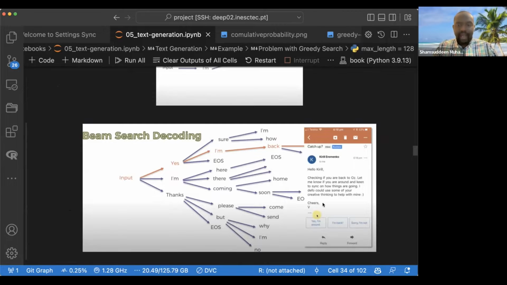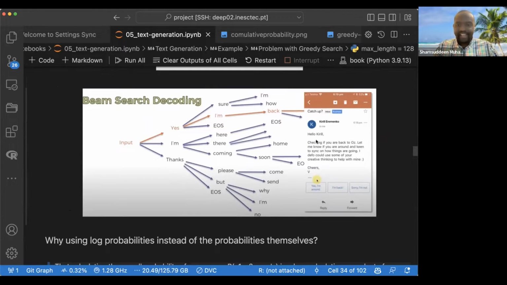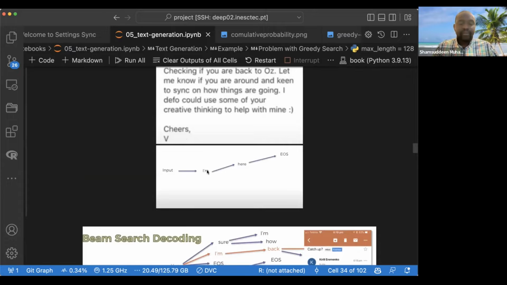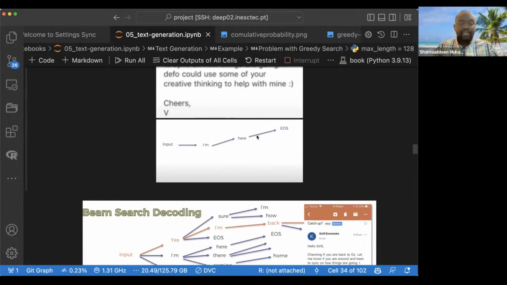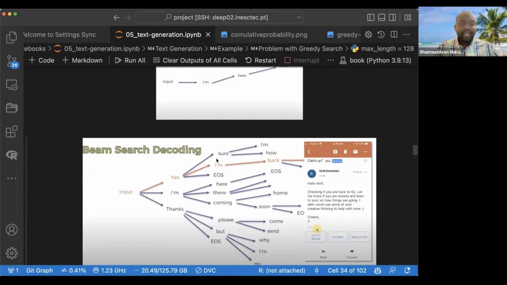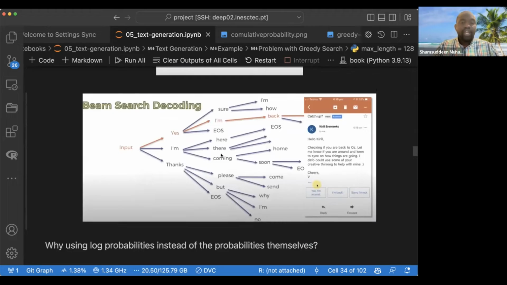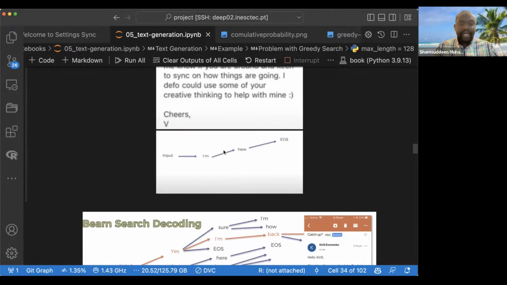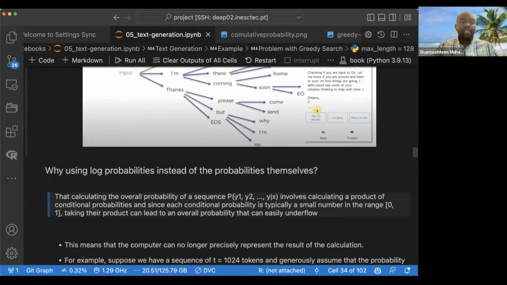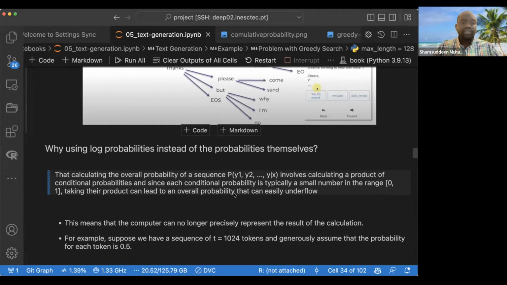So you can see here, this is an example from the internet, this is the email, and you can see Google is doing this kind of prediction. It gives you the topmost, and you select which one to use. So in this instance, it gives the base one, I'm here, using greedy search, which is probably not the one if we take the whole sequence to find which one is the most probable. So taking, yes, I'm here, yes, I'm back, may sound better than I'm here, right? So this is what beam search does.